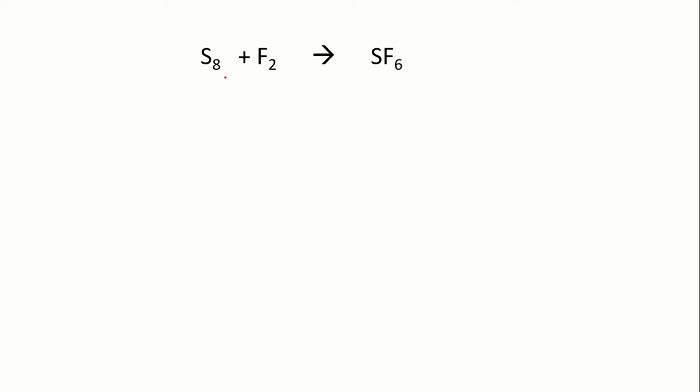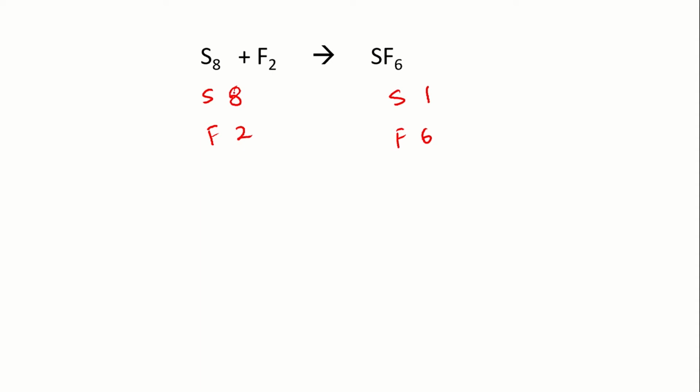If not, you can start sorting out the type of element and the number of atoms on both sides and try to balance them out one by one. So I'm going to list the number of elements and atoms on each side. I have 8 sulfur atoms on reactant and 1 sulfur atom on product. I have 2 fluorine atoms on reactant and 6 fluorine atoms on product side.